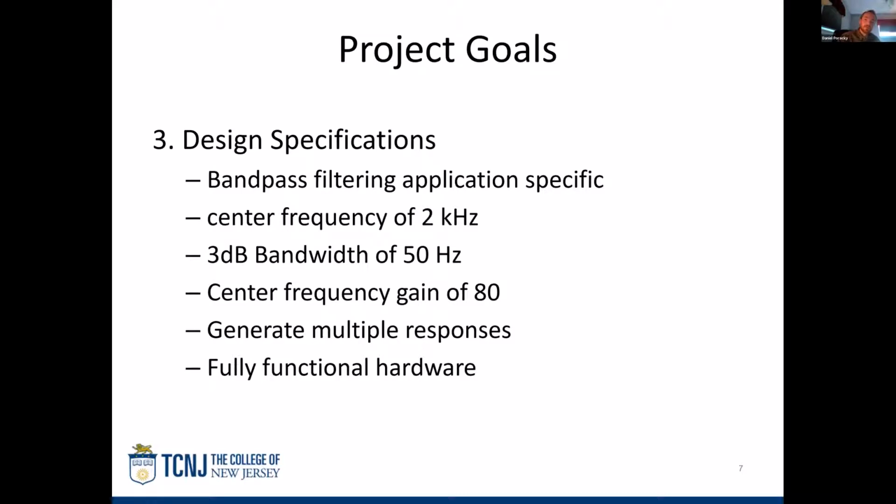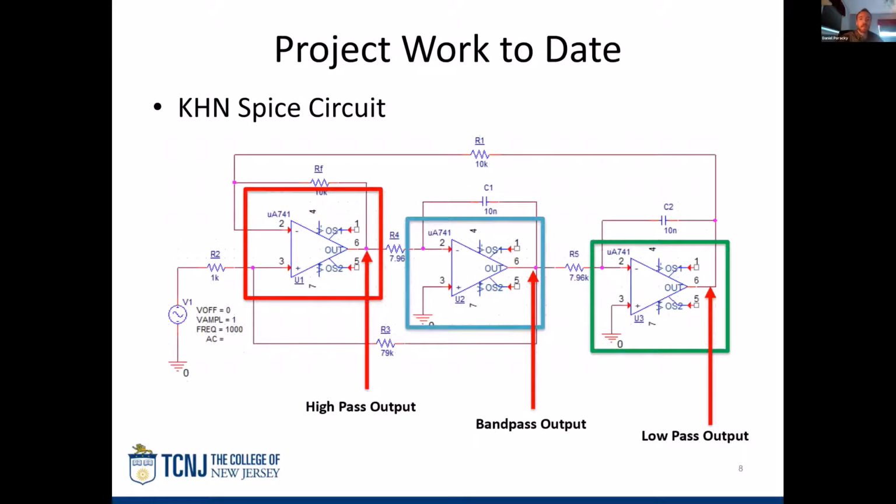And then my third goal: you can't have a design goal without specifications. Again, I said I'm going to look at the bandpass filter specifically. I set a center frequency of 2 kilohertz, a 3 dB bandwidth of 50 hertz, a center frequency gain of 80, and I want to generate multiple responses with the hardware and a fully functional hardware, which includes breadboard diagrams, breadboard circuitry, and then PCB. So to date, I have the KHN SPICE circuit completed.